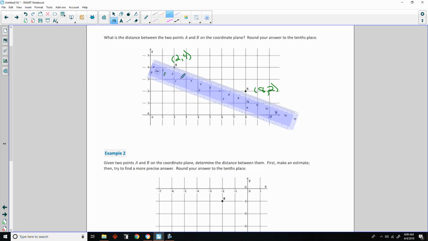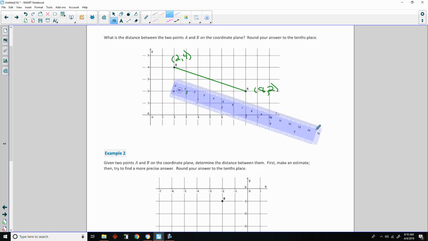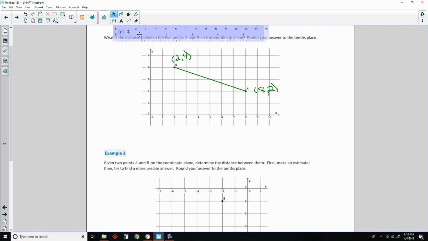So we have this segment here. This is the line segment we're looking for. Okay, so how long is that? Well, actually I didn't want to delete that. Actually, I don't need it. Never mind. I can do this.